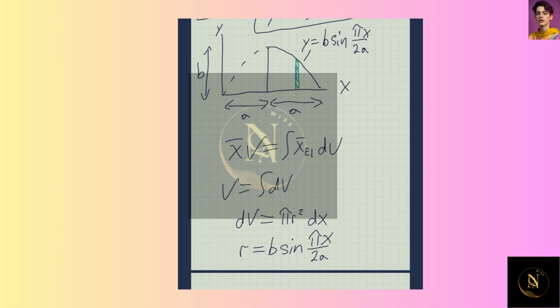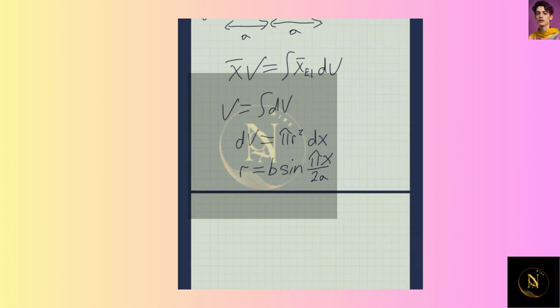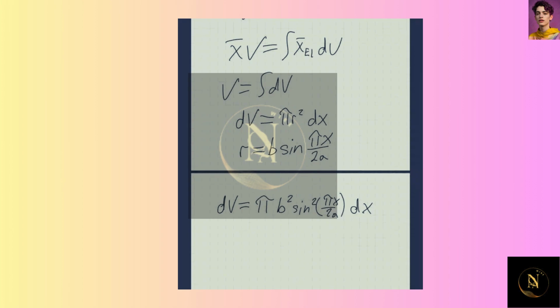So plugging in the radius for y into the equation of the line, we have the radius is equal to b sine pi times x over 2a. Then we can plug that back into our differential volume and square everything. Now we can find the volume, and plug in the differential volume.